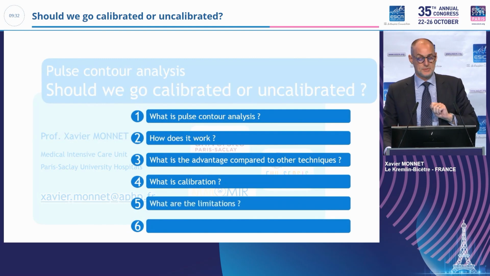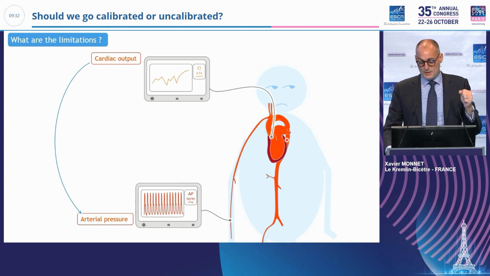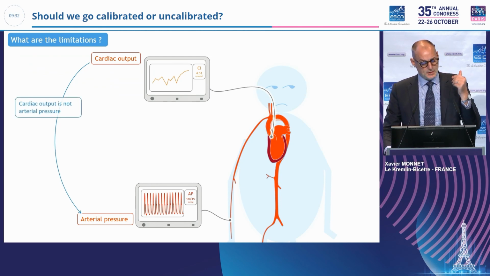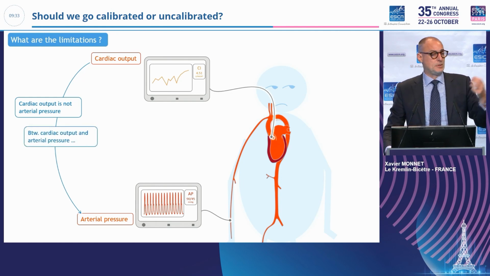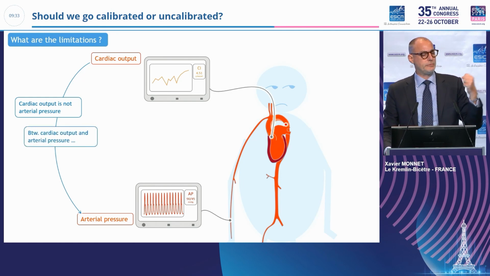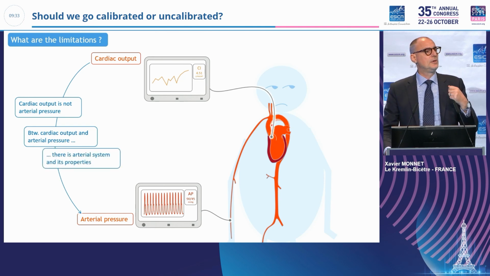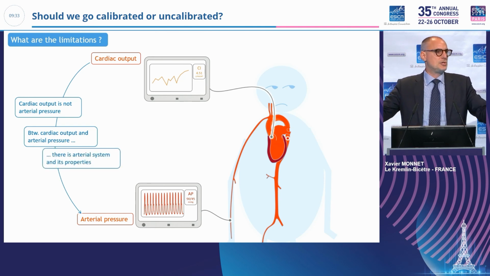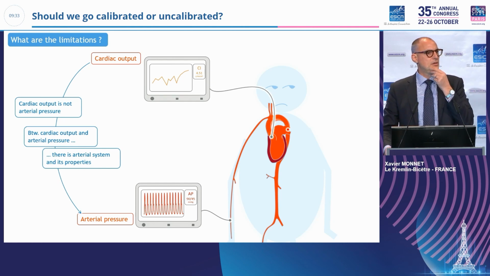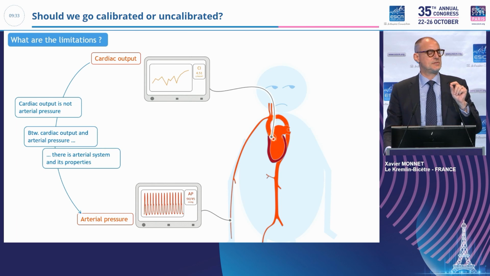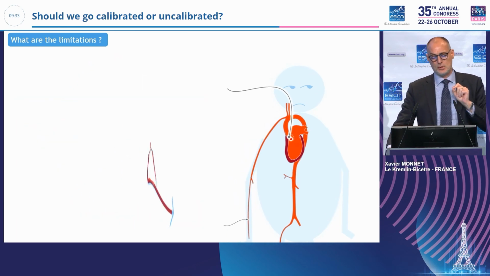What are the limitations? Basically, the limitations come from the fact that cardiac output is not arterial pressure. And between the heart and the peripheral artery, there is the arterial system and its properties. Compliance, which roughly changes with age, so usually not during an ICU stay, but even more importantly, the resistance. Arterial resistance influences the reliability of pulse contour analysis.